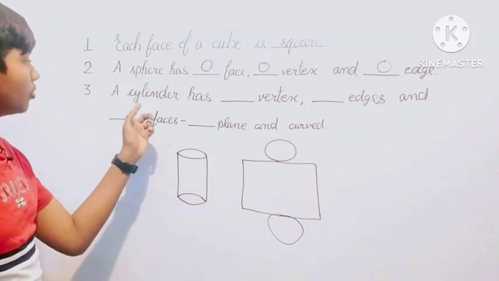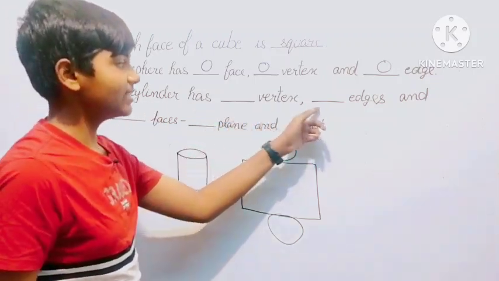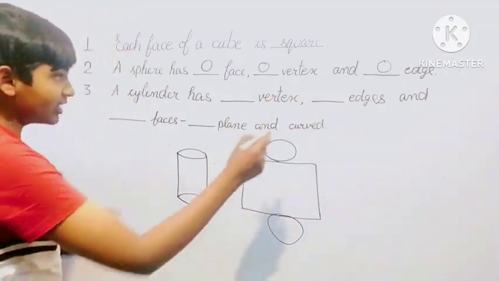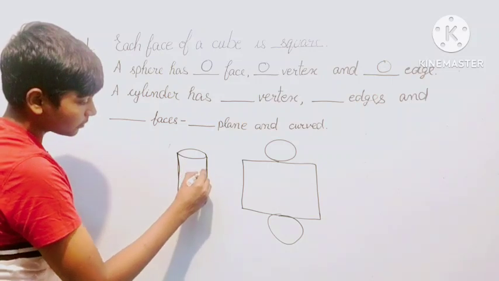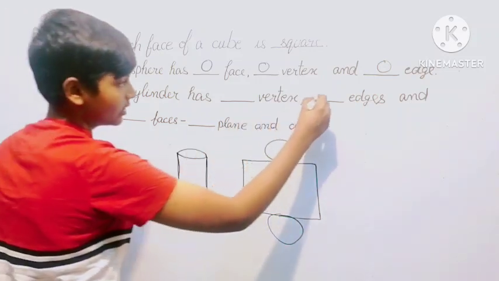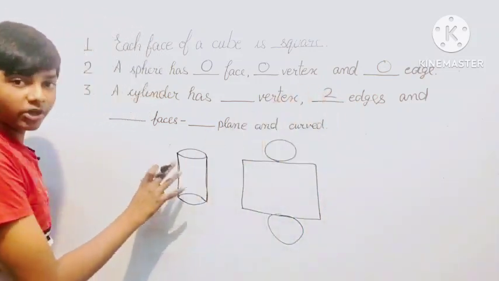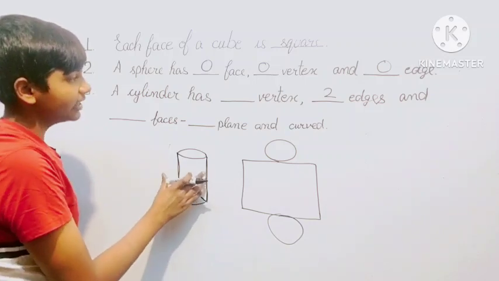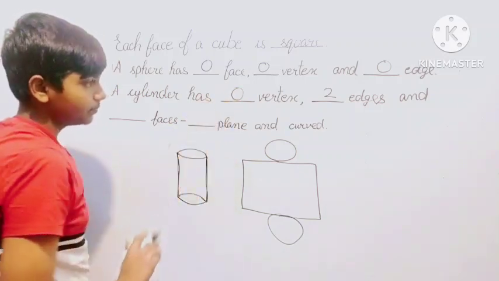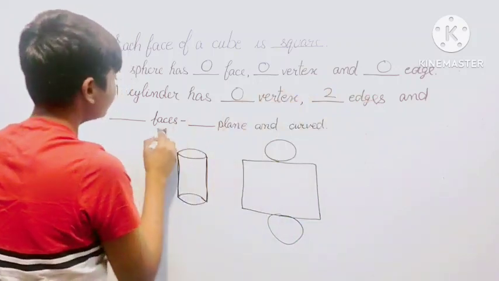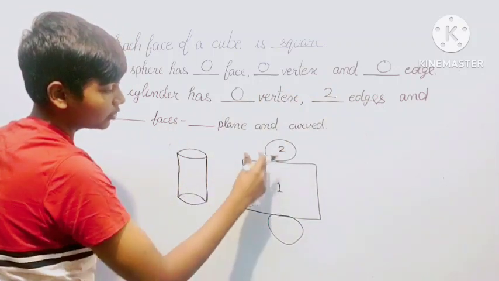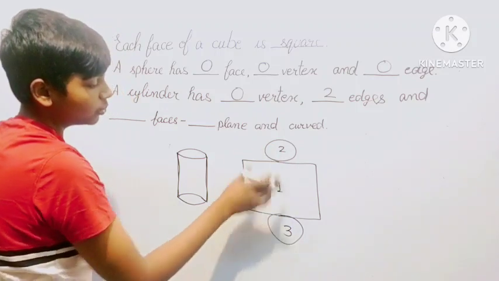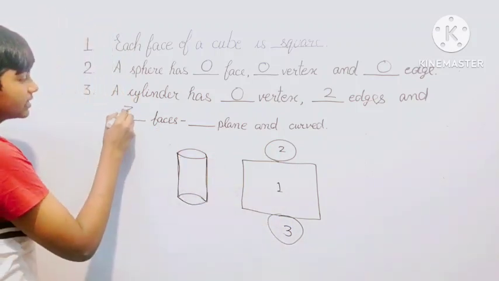So now let's look at the question. A cylinder has dash vertex, dash edges, and dash faces. Let's look at edges first. You can see there are 2 lines here. So that means there are 2 edges. But there is no point of intersection of these 2 edges. Therefore there are 0 vertex. And then how many faces are there in a cylinder? One face of rectangle and 2 other faces of 2 circles. That means there are 3 faces in total.